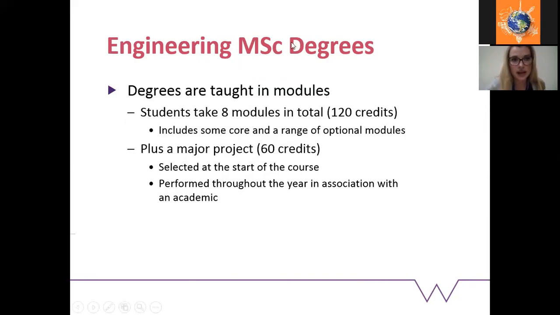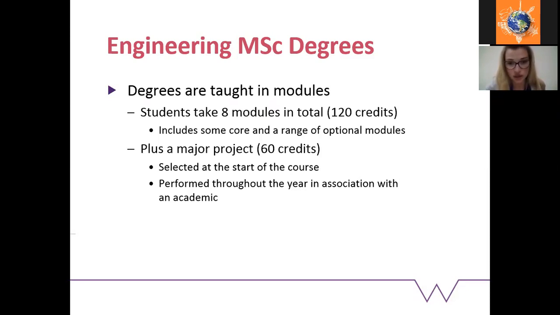Right, so general information about MSc degrees in engineering: they're 1 year in duration, October to September, the same as WMG. Actually, Warwick Manufacturing Group was at some point part of the engineering department. They separated and became more commercial, more industrialized, with more links with industry, whereas engineering is the traditional engineering department. As an engineering student, you will take 8 modules in total, which is 120 credits, and that includes some core and a range of optional modules.